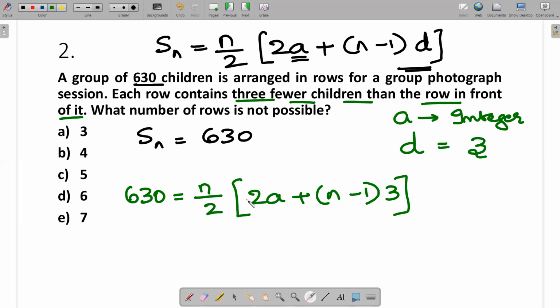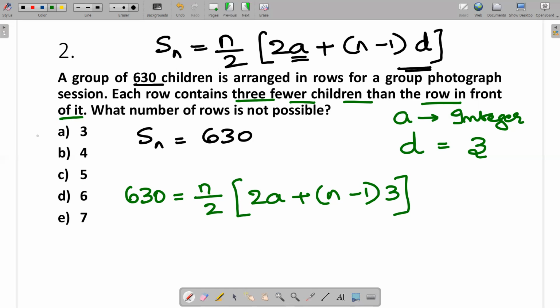But in the question, it is asked what number of rows is not possible, and we are provided with some options here. We can see whether 3 rows is possible, 4 is possible, 5 is possible, 6 is possible, 7 is possible. If you are able to detect that a particular number of rows is not possible, then that will be the answer for our question. All right. Now, what is the way out? How to solve this question? The best method is to go for option reverse substitution.